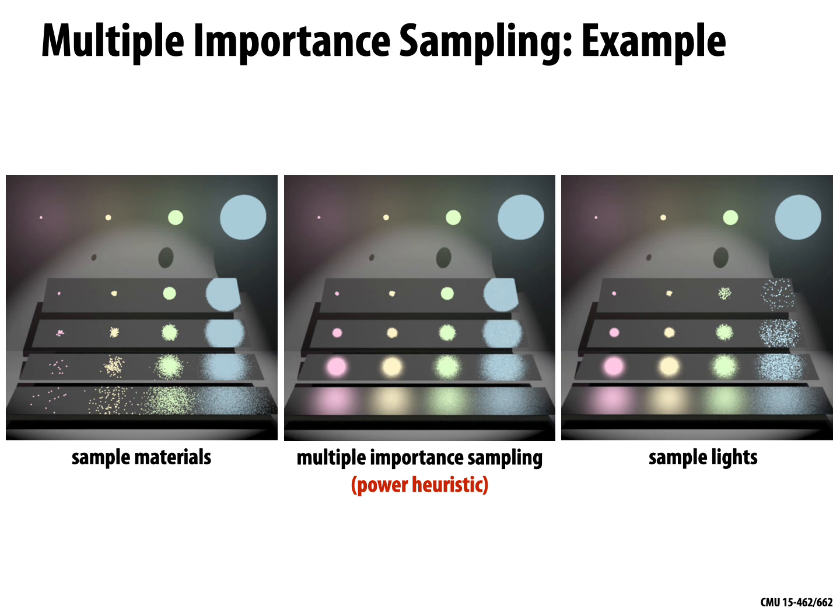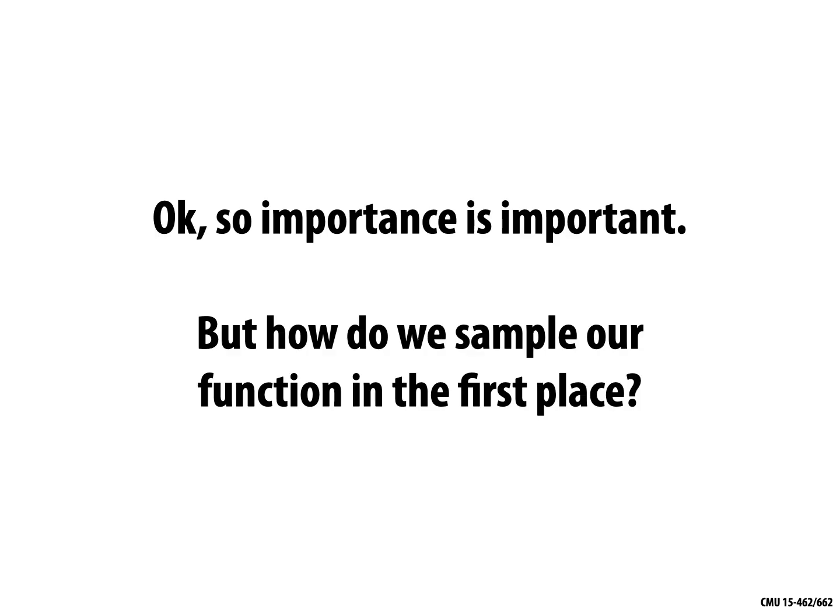And so on. And what you see in the middle is that even though each of these individual sampling strategies can fail and not do a good job, when I combine them with multiple importance sampling, I get this beautiful combination, the best of both worlds. All right? So, importance is important, but it's not the whole story when it comes to variance reduction.